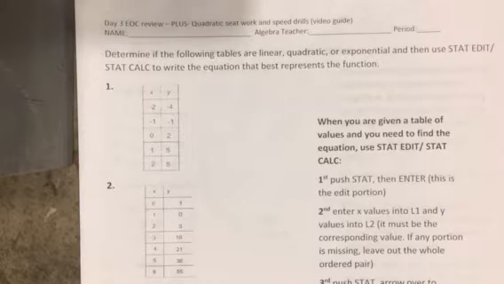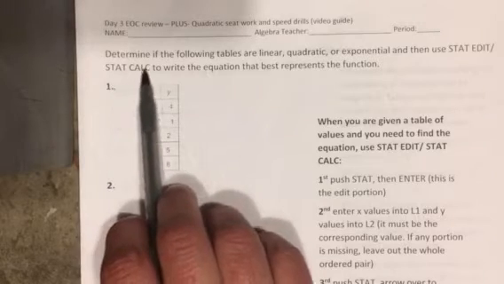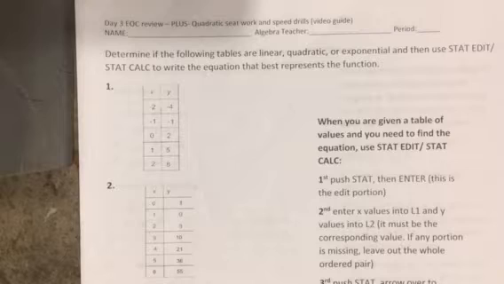Step number 4 tells you to determine if you need to use linear, quadratic, or exponential. So before you know what to use in your calculator, you need to examine the tables themselves. Directions say, determine if the following tables are linear, quadratic, or exponential, and then use StatEdit StatCalc to write the equation that best represents the function.